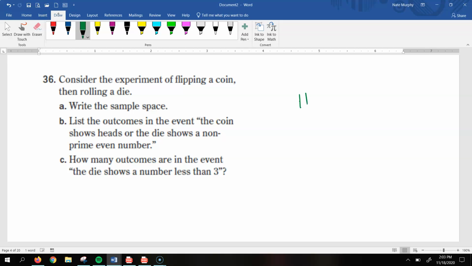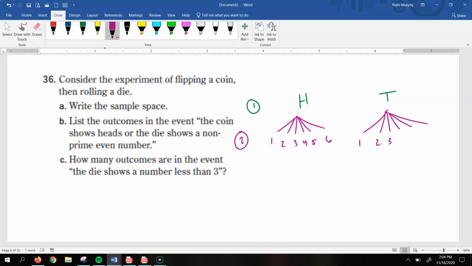Okay, so we have two events. In our first event, flipping a coin, we could have two possible outcomes, heads or tails. Then the second event is rolling a die, and we could get numbers 1 through 6. Or we could have gotten tails first, and then rolled the die and gotten 1 through 6. I'm not going to list them all out, but you could get heads 1, heads 2, heads 3, heads 4, heads 5, heads 6, and the same thing for tails: tails 1, tails 2, tails 3, tails 4, tails 5, tails 6.